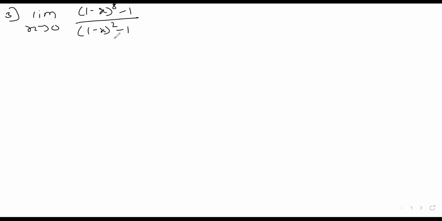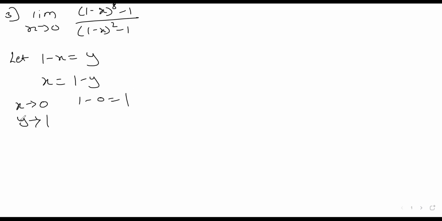Okay, so we cannot put a simple formula in this, it is a little different, here we have to substitute. We will say let 1 minus x be y. So what is x? 1 minus y. Okay. Now x tends to 0. So if x becomes 0, what will y be? Y will tend to 1. 1 minus 0 is 1. So y will tend to 1.